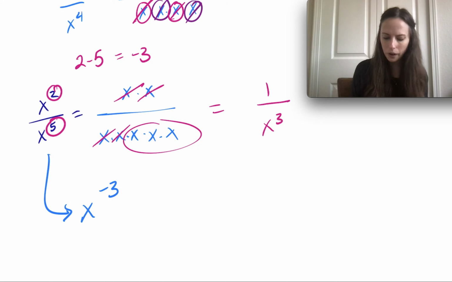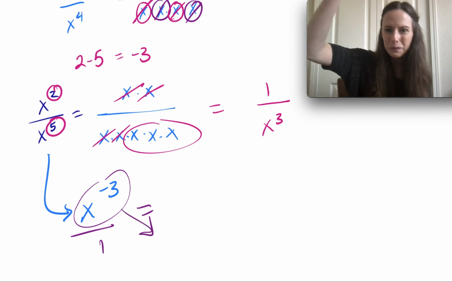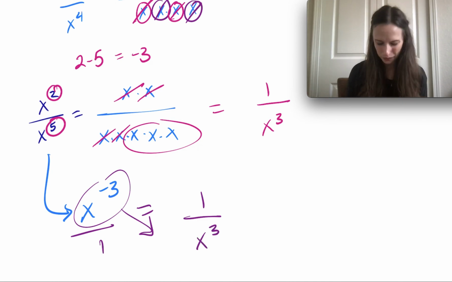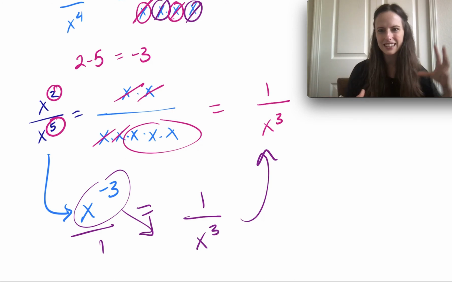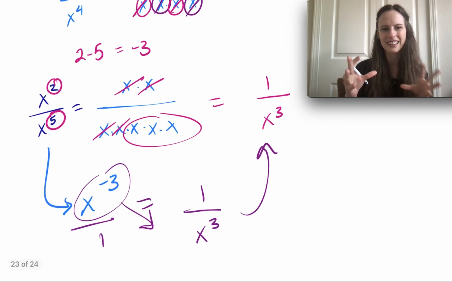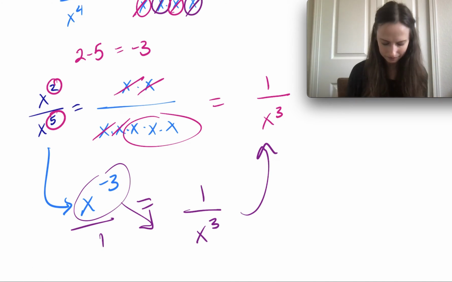And what do you know? x to the negative 3, if we cross that border, this whole thing moves from the numerator to the denominator and becomes 1 over x to the 3rd, which is exactly what we got up here. So it all kind of connects. This negative exponent idea connects back with this subtracting rule that we see with division problems.